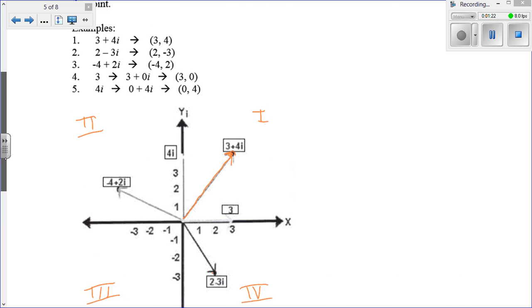So if we go back and look at 2 minus 3i, over 2 down 3, there's a point (2, -3), and that puts me in quadrant 4. Then if I have the point negative 4 plus 2i, it would be (-4, 2), which puts me in quadrant 2 right here. And then I have 3, which would really be the same thing as saying 3 plus 0i, because the 0i isn't there. So that becomes (3, 0), which is right here on the x-axis. And 4i would just be 0 plus 4i, which is right here on the y-axis.